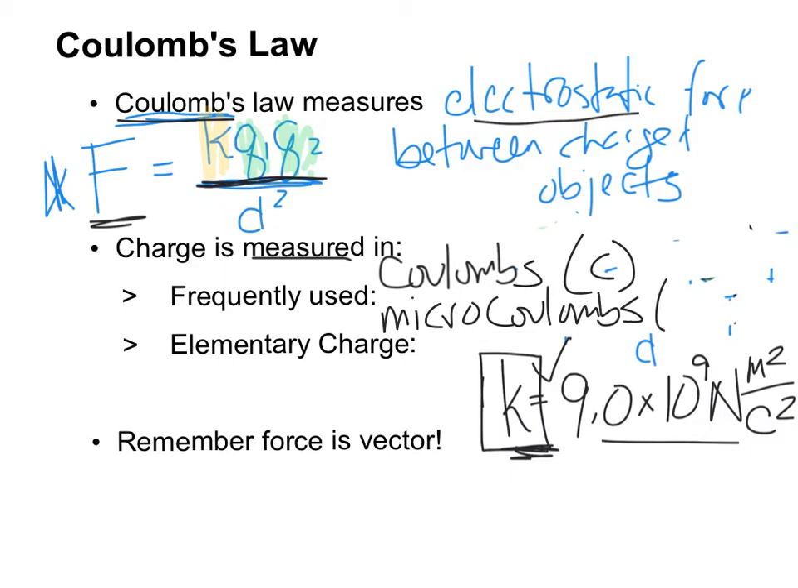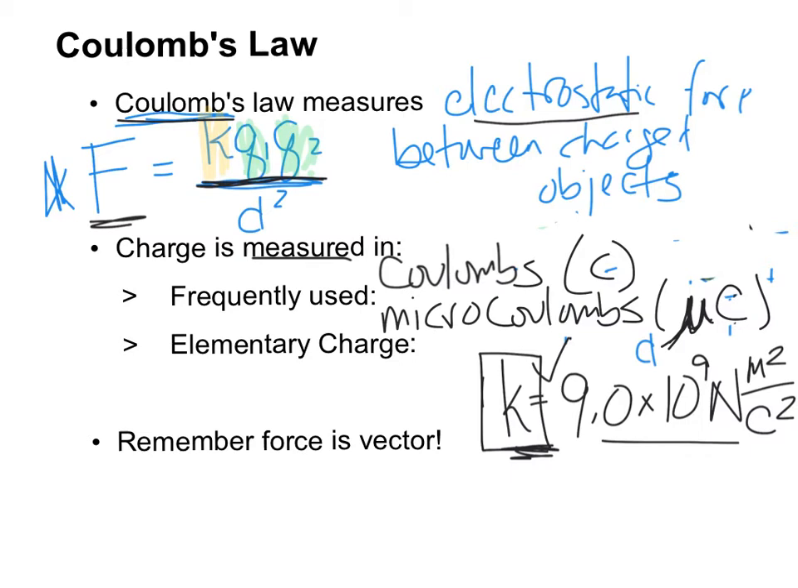And then that would be micro, that little mu symbol. It looks a lot like the symbol we used back when we were working with friction and our friction coefficient. Microcoulombs: 10 to the negative 6 coulombs.